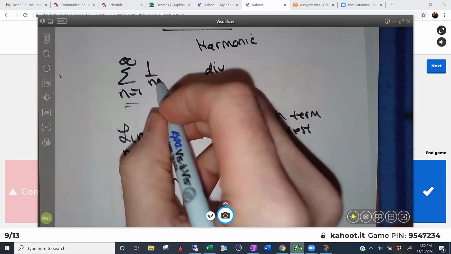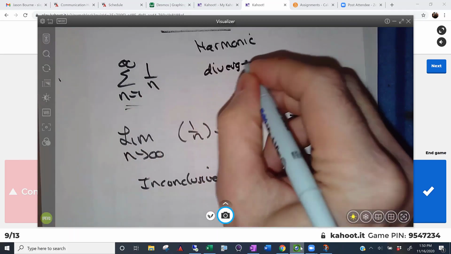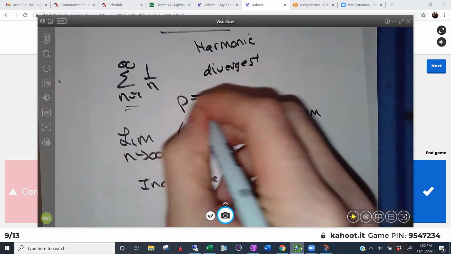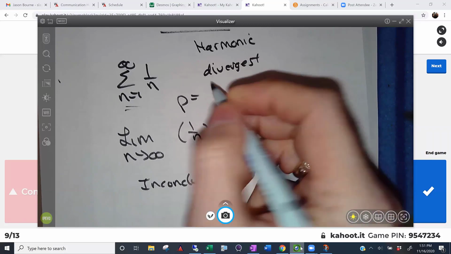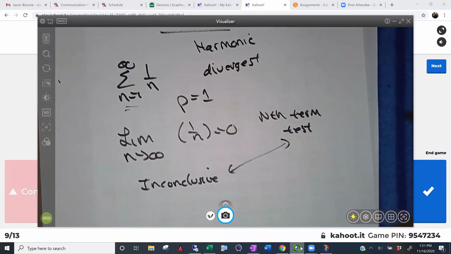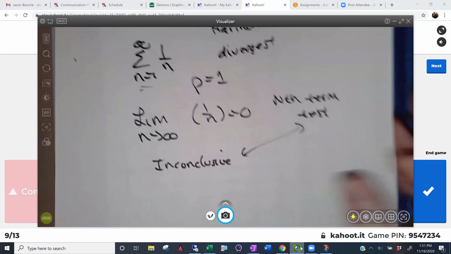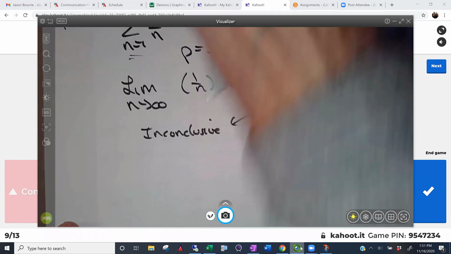Now, this one diverges, right? Somebody tell me why it diverges, other than it's the harmonic series. If it was a p-series, it's less than or equal to 1. Is it a p-series? Technically, it is a p-series. Not even technically, it is. p equals 1. So it diverges. So here's probably a good place that you could actually use the direct comparison test.